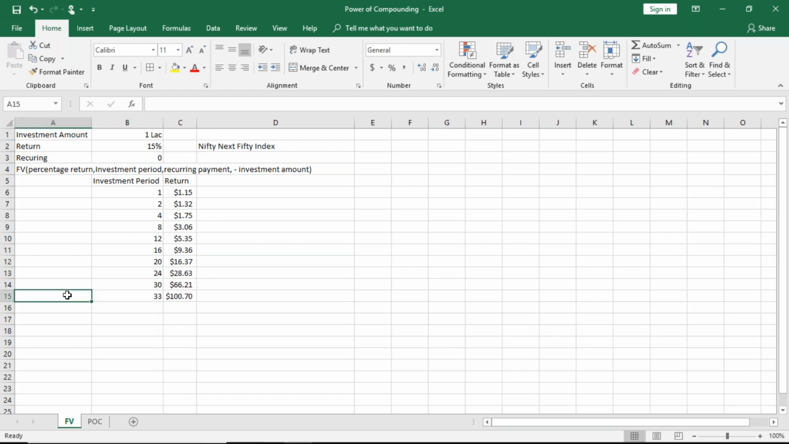So what we are looking at here is the power of compounding of our initial investment. The initial investment could be as small as 5,000, 10,000, 15,000, 1 lakh, 5 lakh, 10 lakh, whatever it is. Whatever small amount you initially invest, if you keep it for a longer period of time, you get greater returns. So if you want to be a crorepati, you just have to invest 1 lakh and wait for 33 years, and you will become a crorepati.